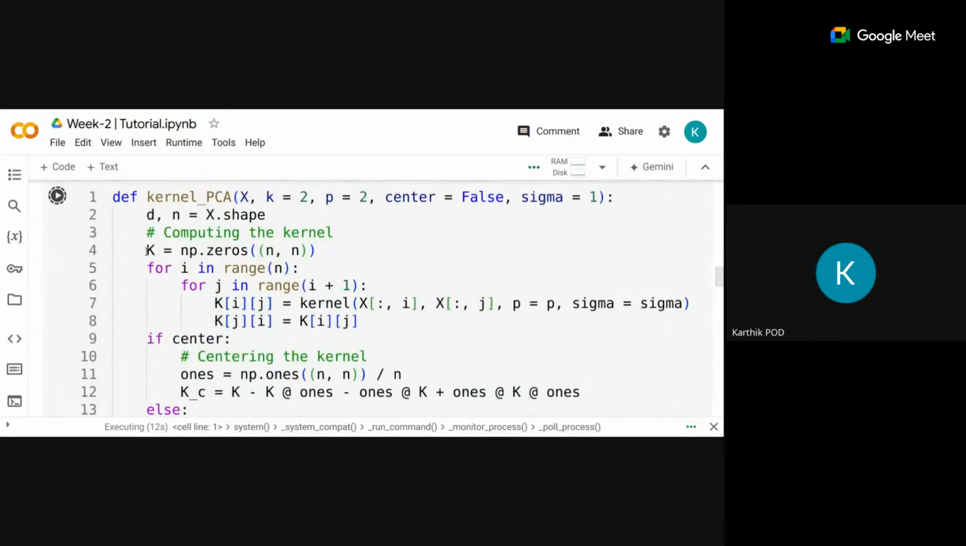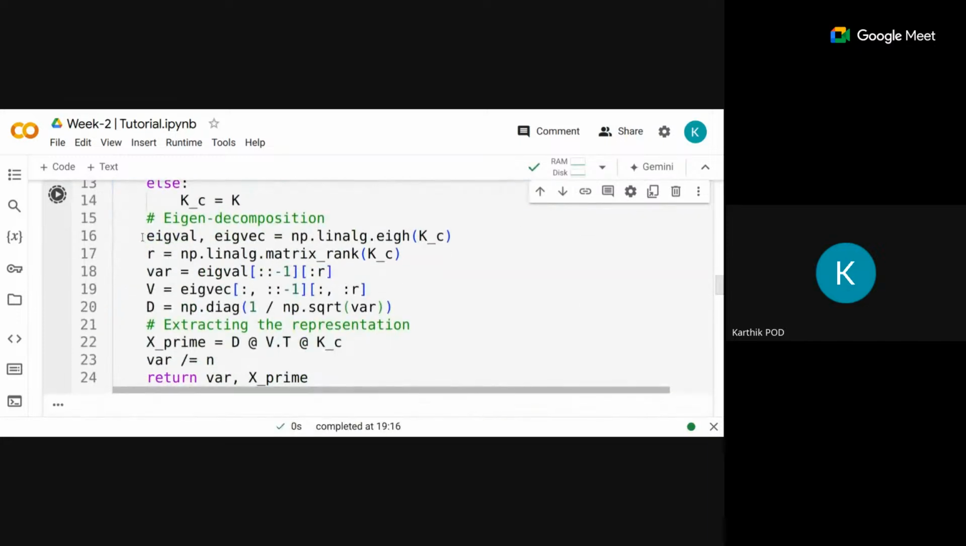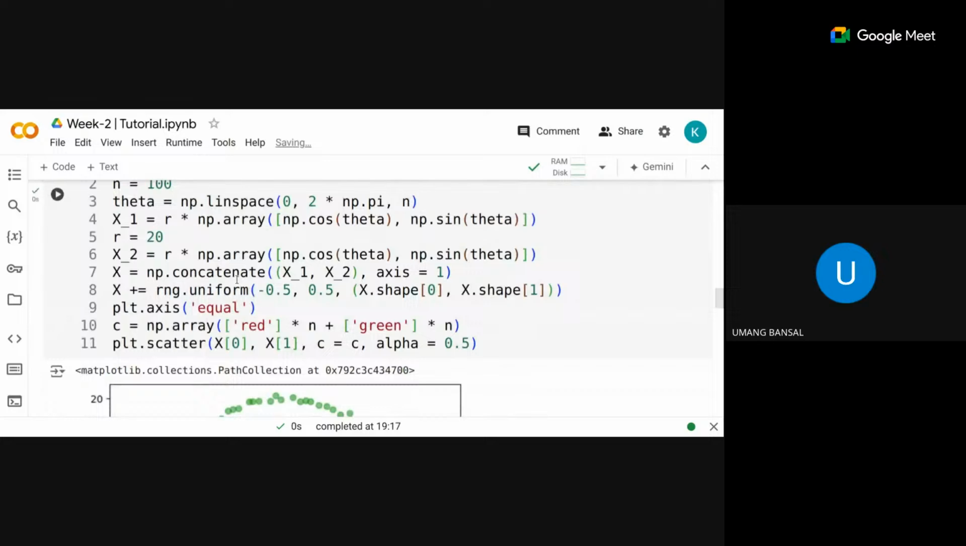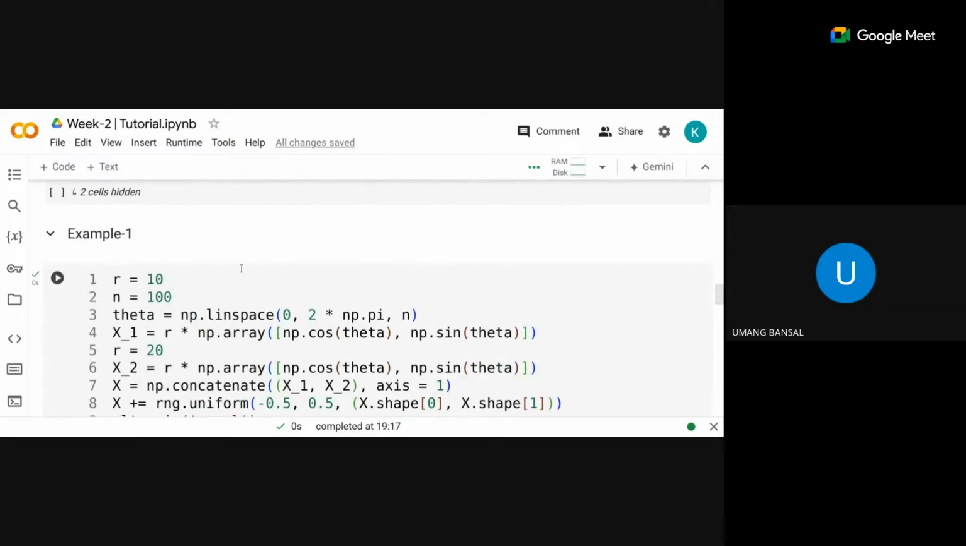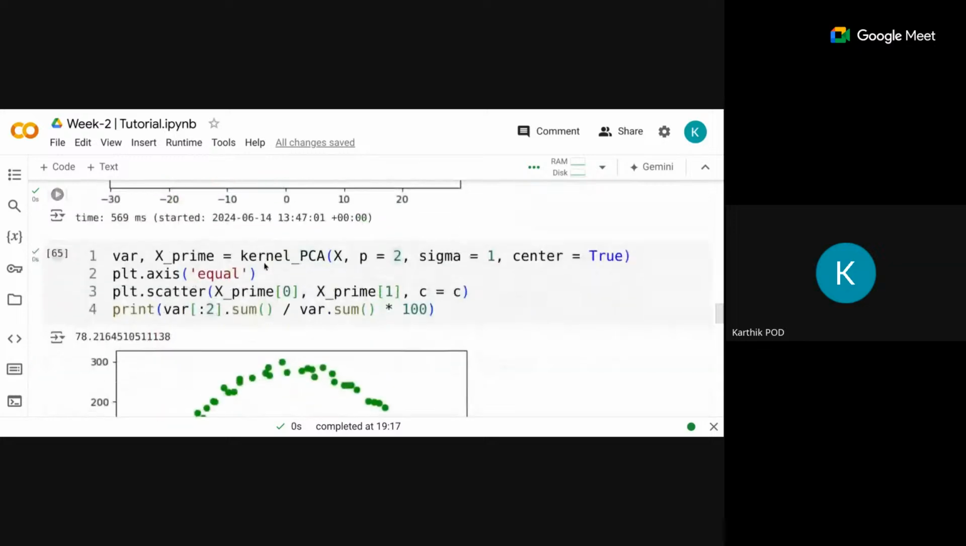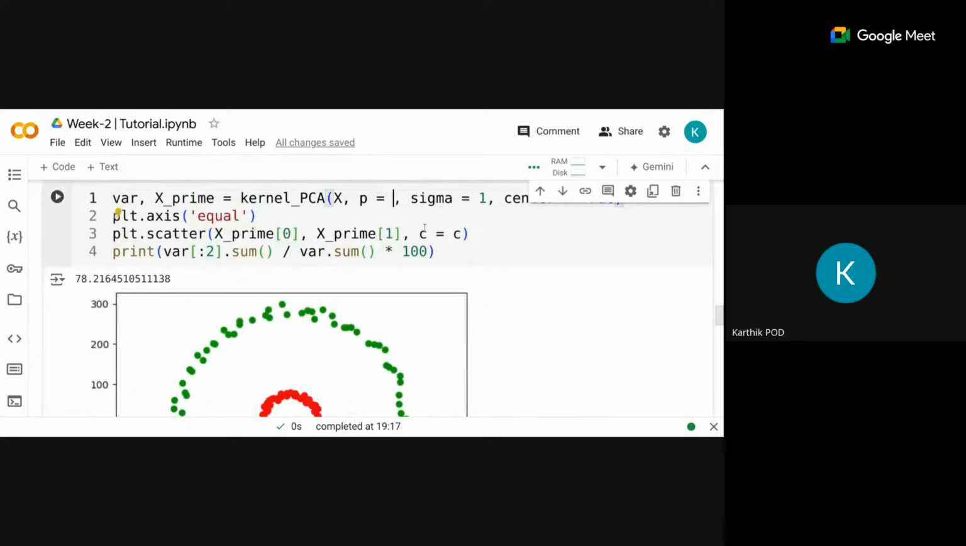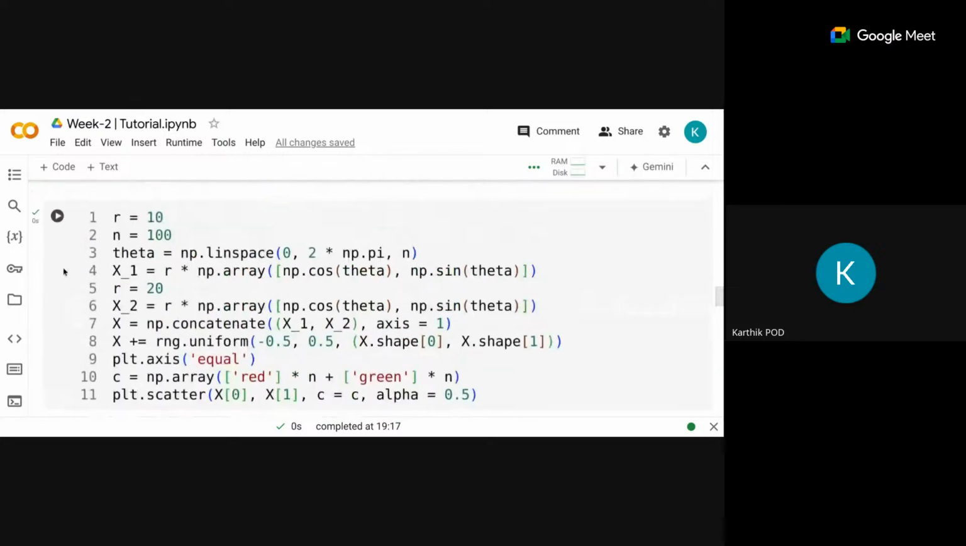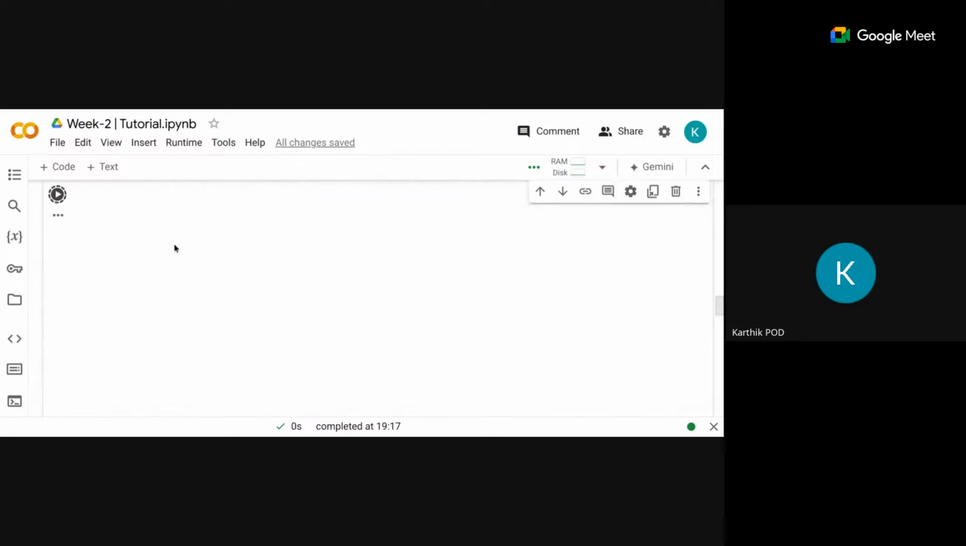You compute the kernel matrix here, and then you get the eigenvalues and eigenvectors. You form the matrix capital V, capital D, and then D V transpose K. Whatever we discussed, the same thing. I've just written it as code here. Can you share this in the chat, or where can we access this? I'll be uploading this in that notes folder. If you change P, you'll notice that depending on what your kernel is, you'll get different kinds of representations.